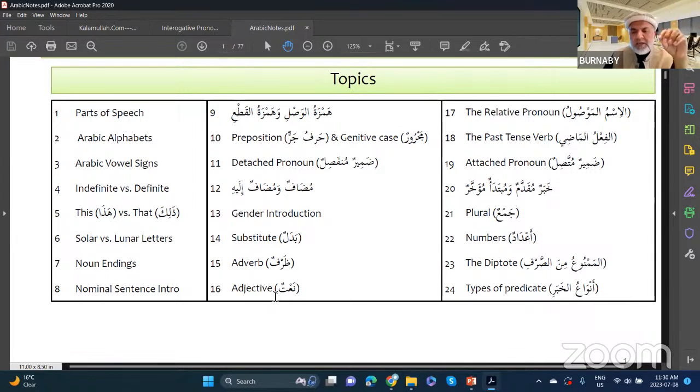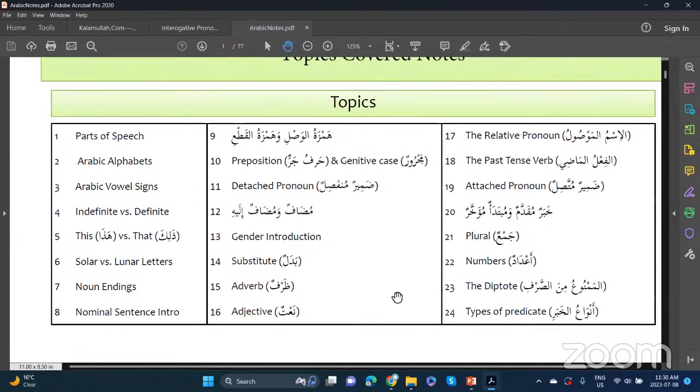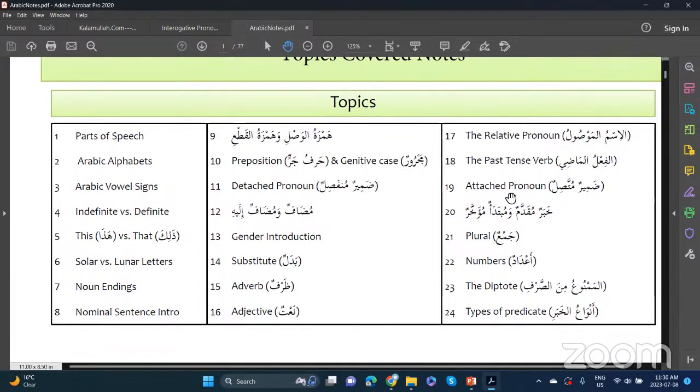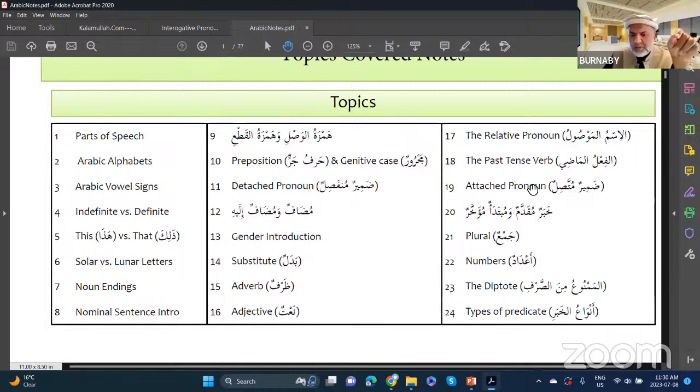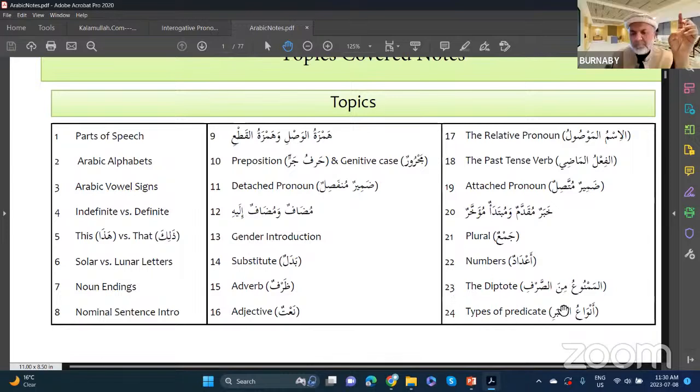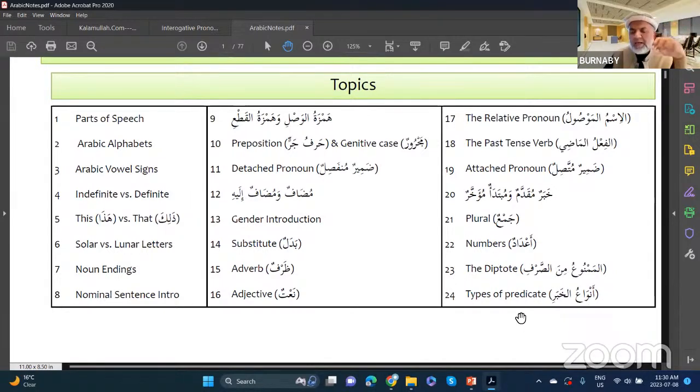Did we learn the adjective, tosifi? Yes. Okay. Did we learn about isme mausula, allazi? Yes. Okay. Fe'l madi? No. Attached pronoun? Yes. The opposite of detached pronoun is attached pronoun. We know a lot about that. We also know mubtada muakhar, khabar muqaddam, but I'll give you even more detail later on. Do we know about jama? Yes. And then the next one we haven't covered in detail, but you can see that this document has a lot of review material.